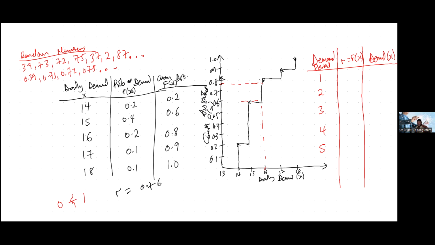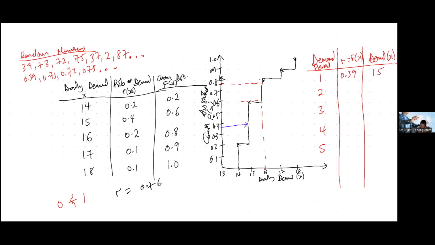So let's assume that these are the random numbers. We shall see how we generate random numbers even in Excel or manually. The first one is 0.39. So we come here and read 0.39 from the graph, from the cumulative distribution function. 0.39 is somewhere here, and that is hitting 15. So for 0.39, the demand is 15.